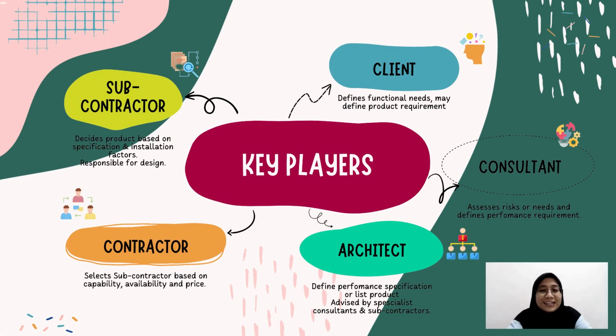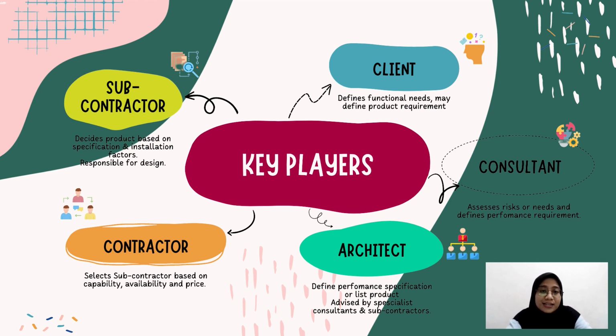So now we will discuss the third process, which is key players. There are 5 key players involved in the construction technology process. The first one is the client. The client will define artistic and functional needs. They may define the product requirement. The second is the consultant. They assess risk or need and then define performance requirements. They will focus on their specialty and may disregard other performance requirements.